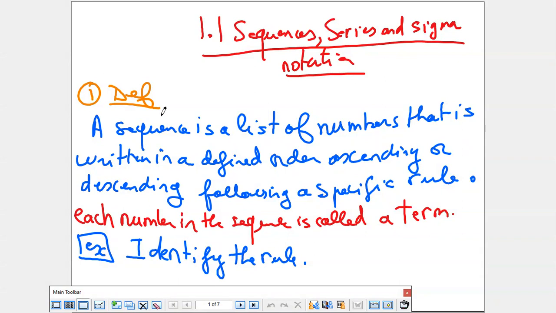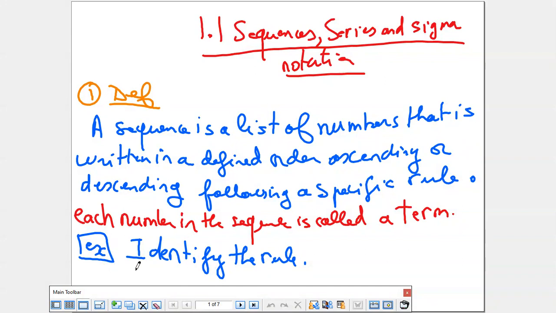We start with the definition. What does it mean, sequence? A sequence is a list of numbers that is written in a defined order, ascending or descending, so it means it's increasing or decreasing, following a specific rule. Each number in the sequence is called a term. So let's see one of the sequences and do the first example so you will get what I'm saying.